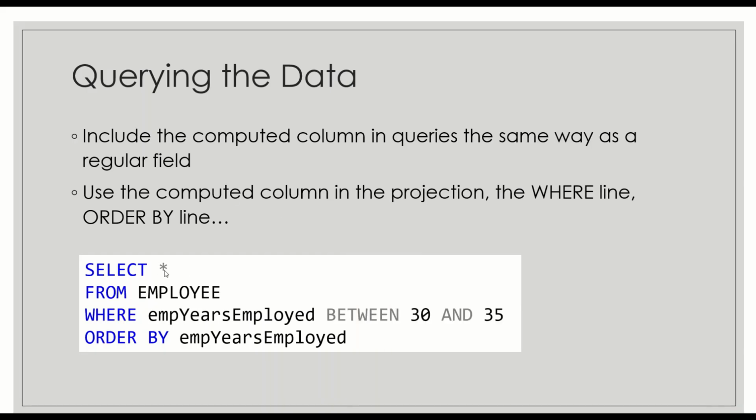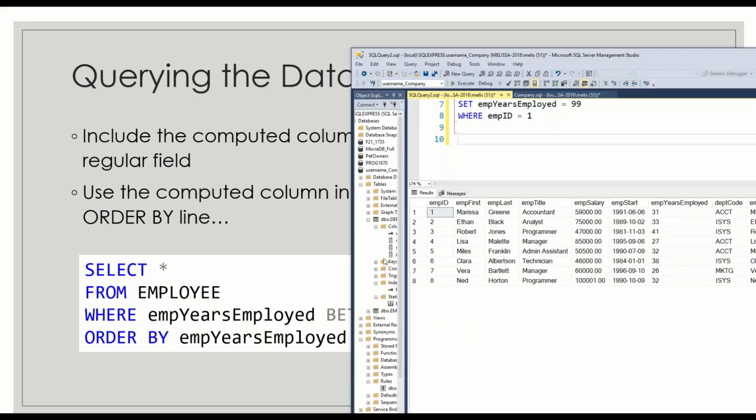We can put it in the projection, that's the select line. You can put it in the where line like we've done in this example here. It says where emp years employed between 30 and 35. The emp years employed is our computed column, and we just reference it just like a typical regular column. You can put it into the order by line, so there's no difference in the way that we treat it. The only difference is in the way that the data is generated and stored.